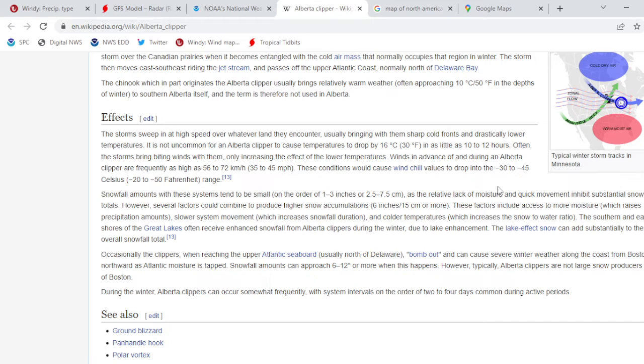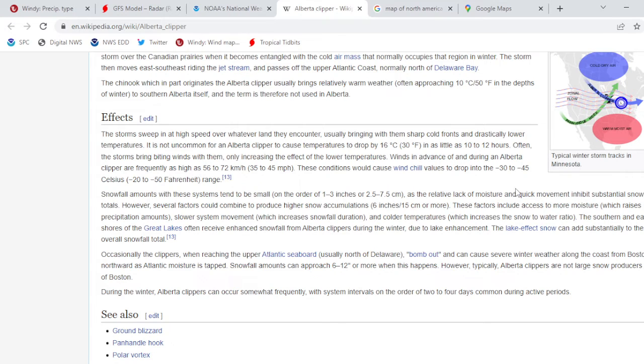It is not uncommon for an Alberta Clipper to cause temperatures to drop by 16 degrees Celsius or 30 degrees Fahrenheit in as little as 10 to 12 hours. Often the storms bring biting winds with them, only increasing the effect of the lower temperatures. Winds in advance of and during an Alberta Clipper are frequently as high as 56 to 72 kilometers per hour, or 35 to 45 miles per hour. These conditions would cause wind chill values to drop into the negative 30 to negative 45 Celsius, or negative 20 to negative 50 Fahrenheit range.